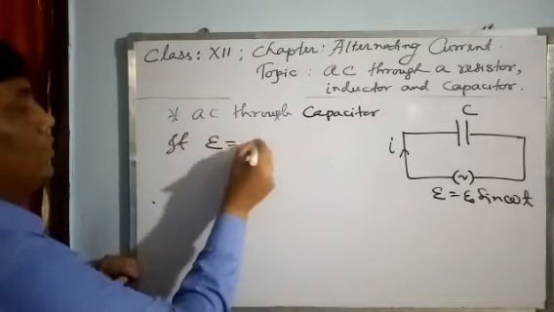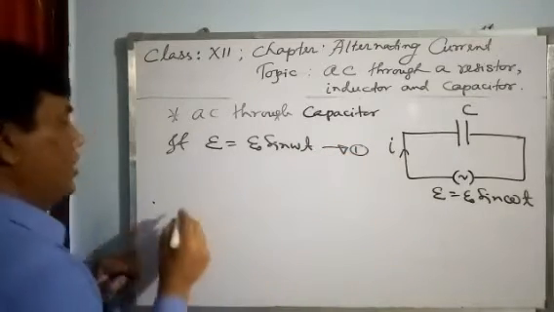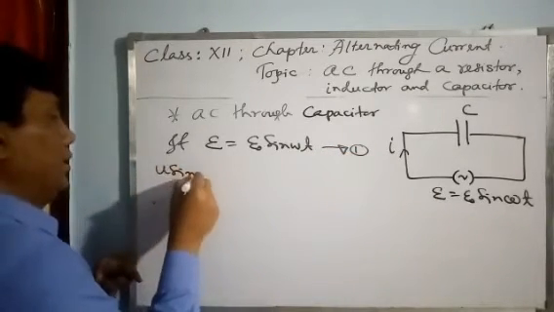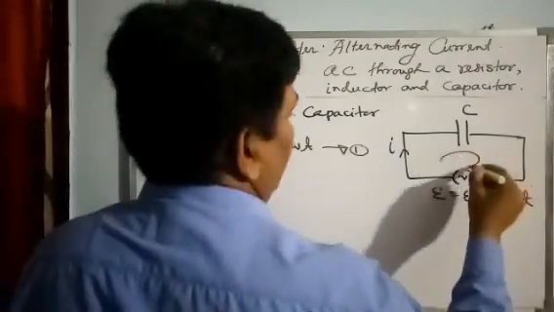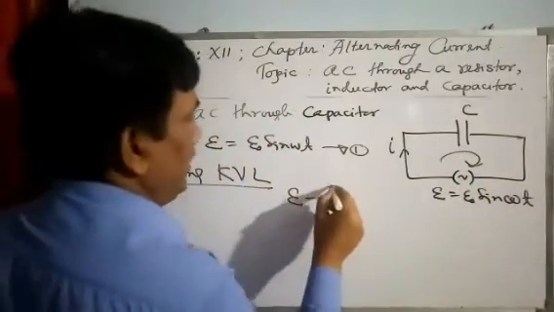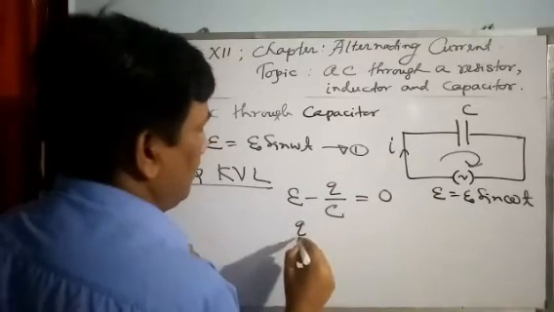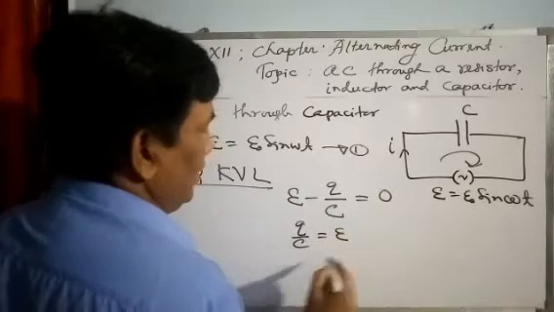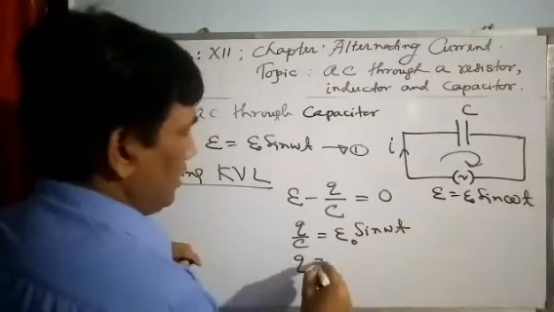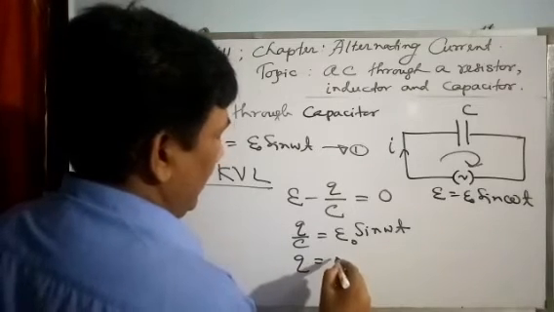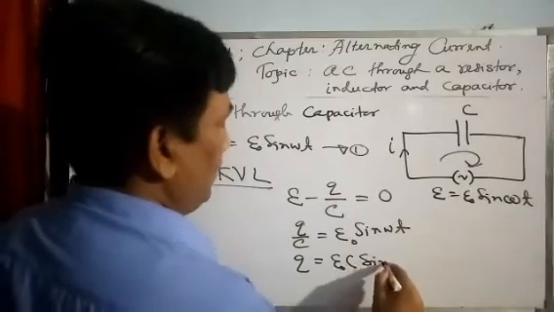If E equal to E naught sin omega t, I am going to check the corresponding current using KVL. If I apply KVL, E minus Q upon C equal to 0, so Q upon C equal to E. E can be written as E naught sin omega t. It means Q equal to E naught C sin omega t.